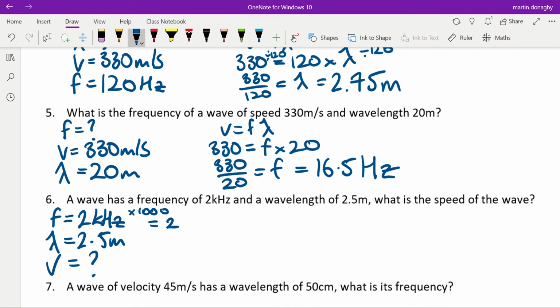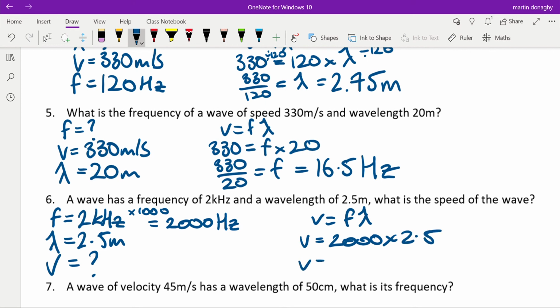So 2 kilohertz is the same as 2000 hertz, in the same way that 2 kilometers is the same as 2000 meters. Only once we've done that can we use our equation. So we're trying to find v, which is our frequency, 2000, times the wavelength, which is 2.5, which will give us a velocity of 5000 meters per second.